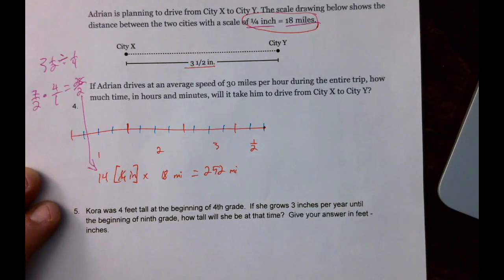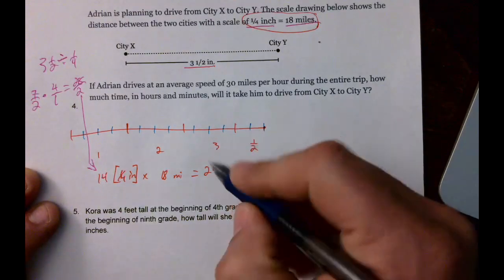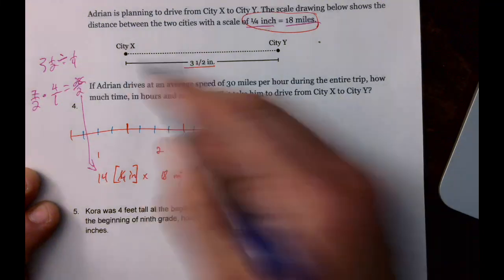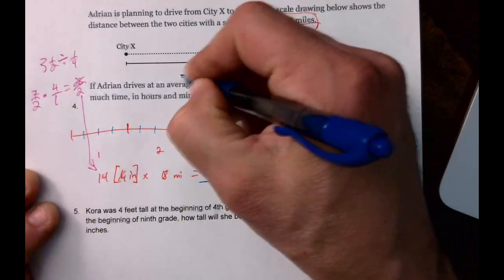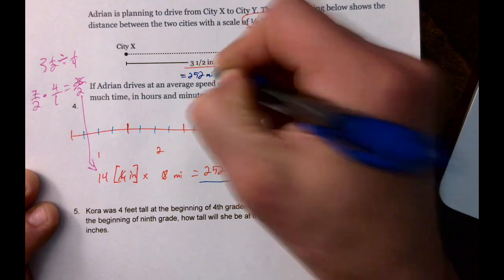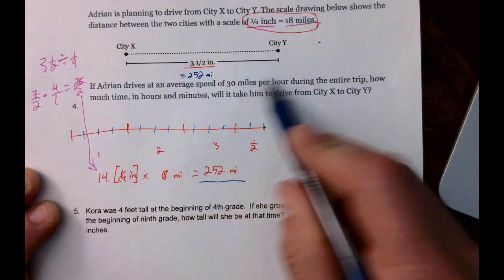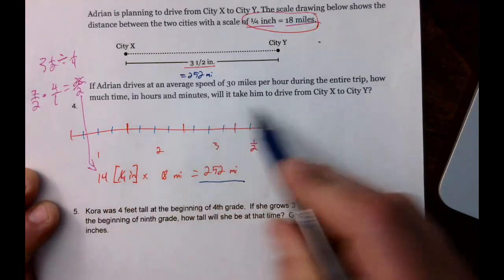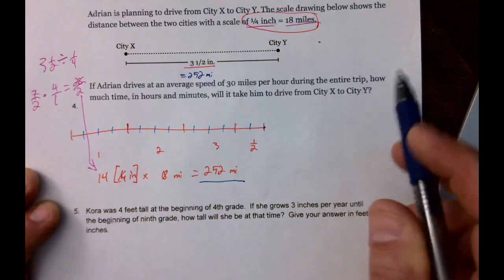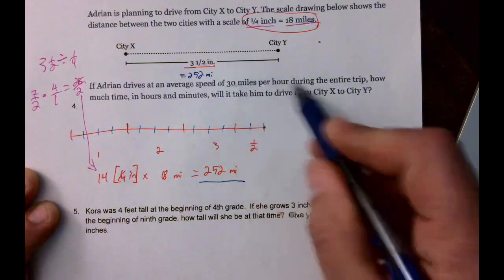Now, I haven't answered the question yet. We just figured out that it was 252 miles from X to Y. Okay, so we're going to say equals 252 miles. If he drives at an average speed of 30 miles per hour, how much time will it take to drive from city X to city Y? Oh, yikes. Okay, so 30 miles per hour.